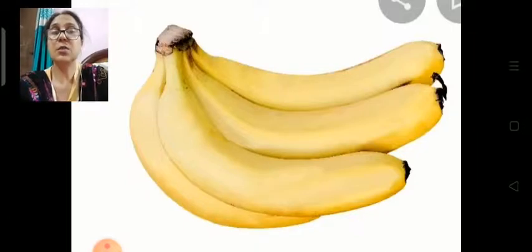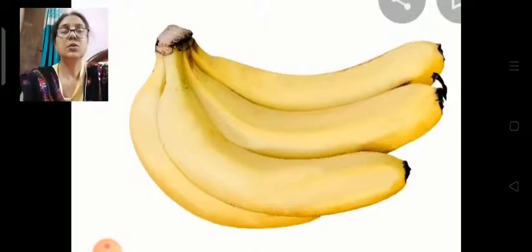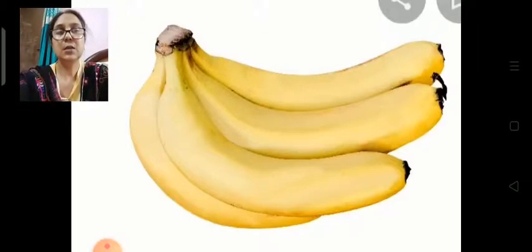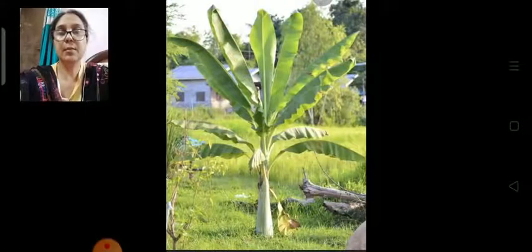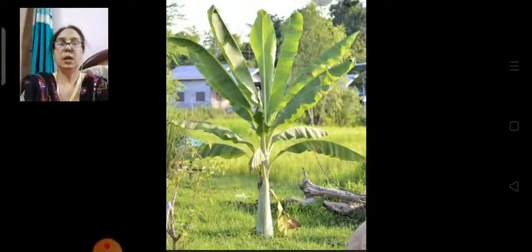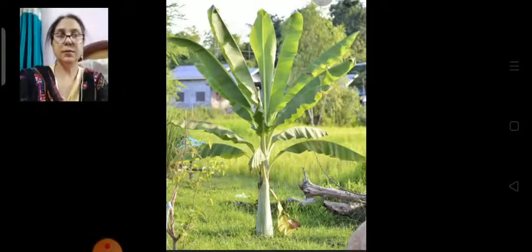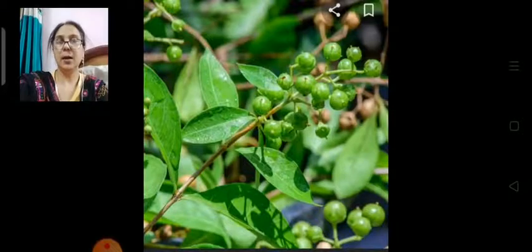So children, it is also very good for the diabetic patient. Okay, so we have discussed today about the banana plant. Now we are moving to the next plant, which, as you can see, is henna.